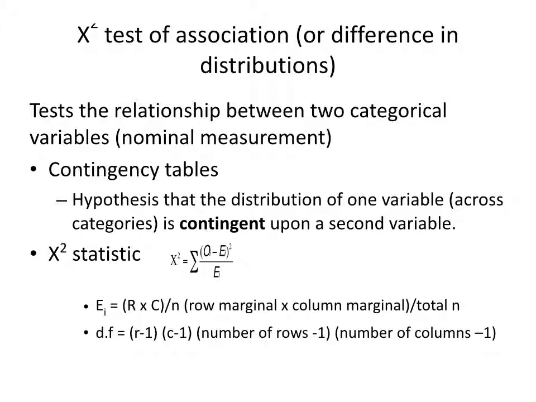So that row total is referred to as a marginal, so it's the row marginal times the column marginal divided by the total n. And you should see this as the percentage of n that's in the row times the percentage of n that's in the column. And that's what you would expect to see in each cell if the entire sample is distributed appropriately. This chi-square is distributed over r minus 1 times c minus 1 degrees of freedom. So the number of rows minus 1 times the number of columns minus 1.